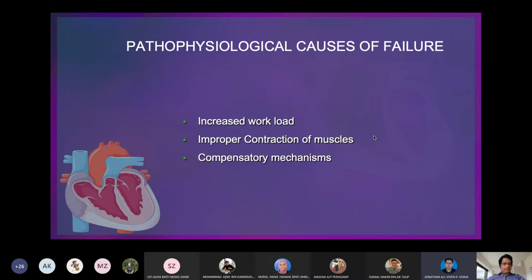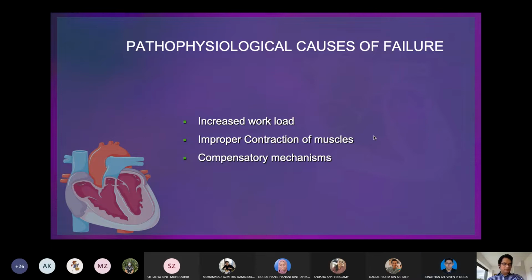What is Frank Starling law? The contraction of the ventricle is directly proportional to the end-diastolic stretch of the end-diastolic fiber length.